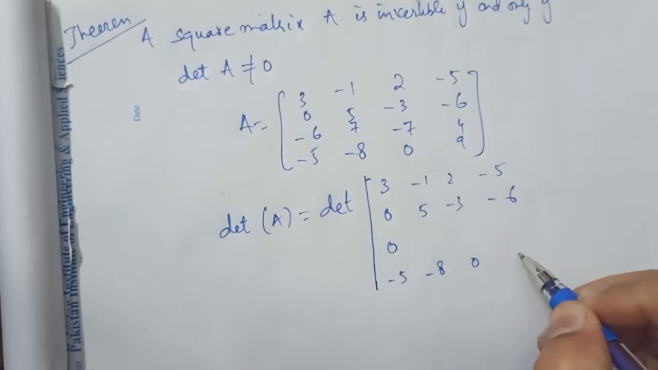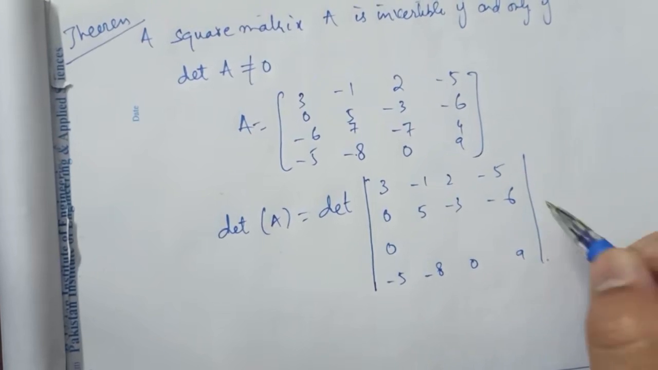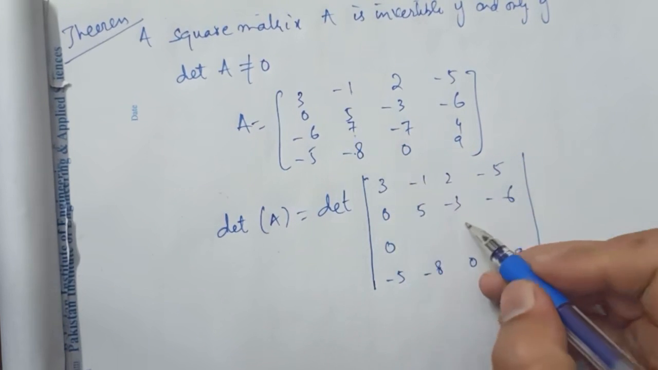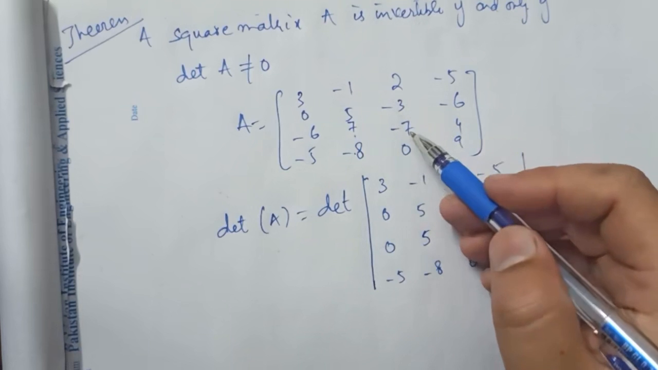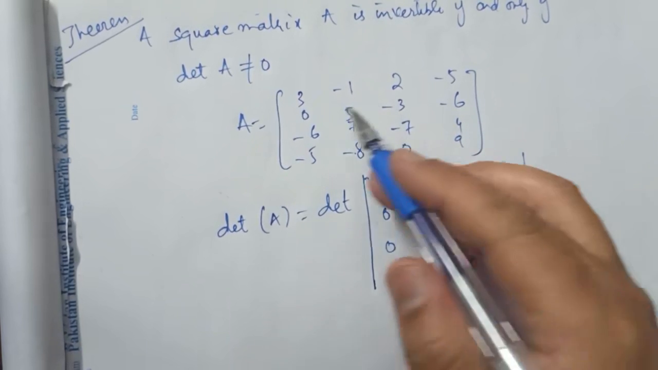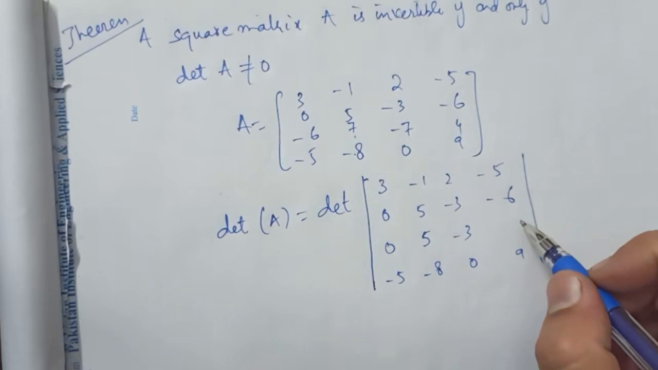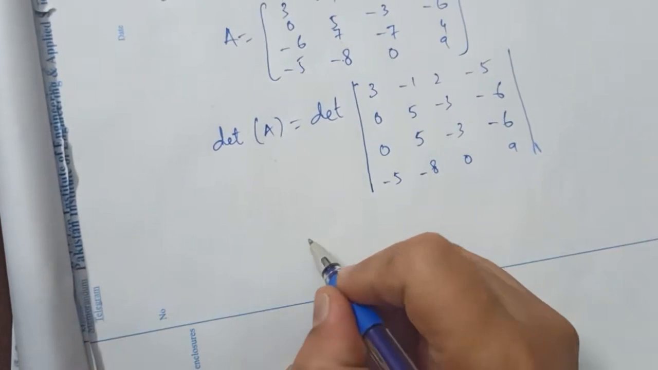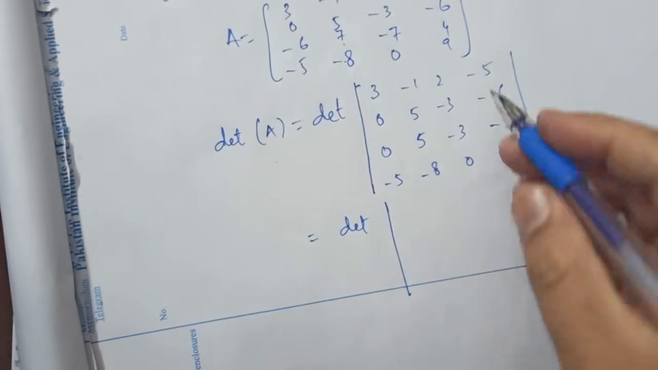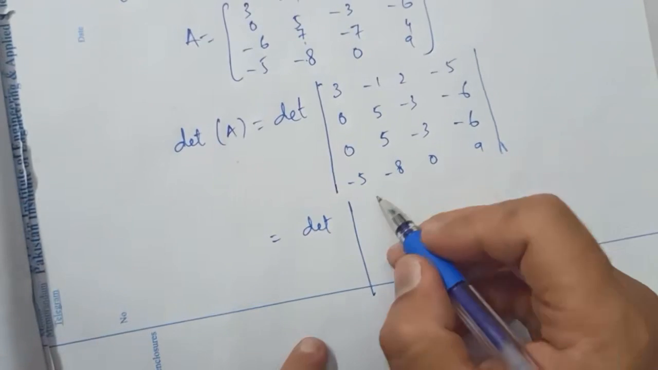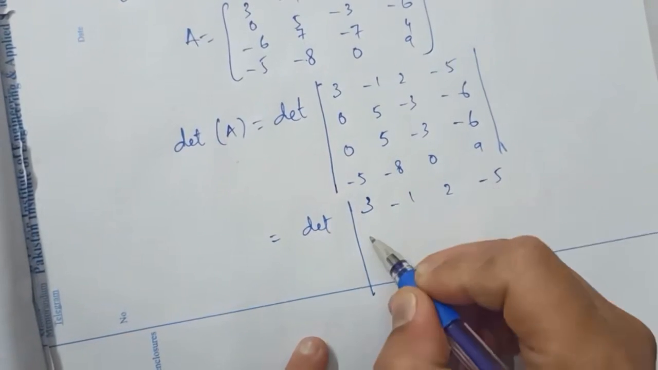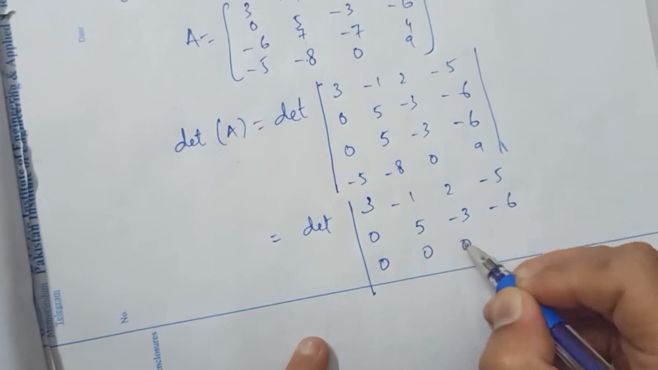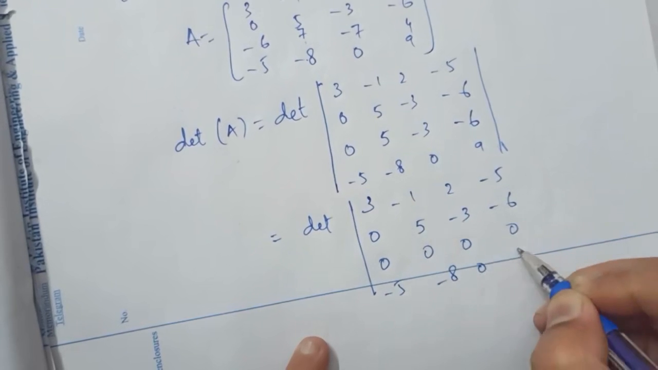And right now this is 2, -2, and this is 7, so that becomes 5, so 4, and becomes -3, and this becomes again -10, plus 4, that becomes again -6, right? Now if I subtract the second row from the third row, that becomes 3, -1, 2, -5, 0, 5, -3, -6, 0, 0, 0, 0, -5, -8, 0, and 9, right?